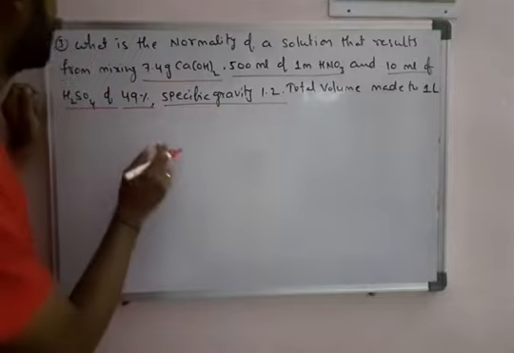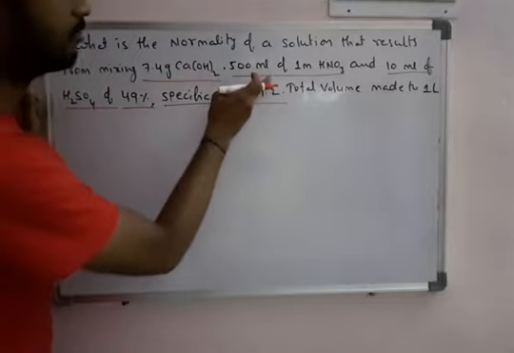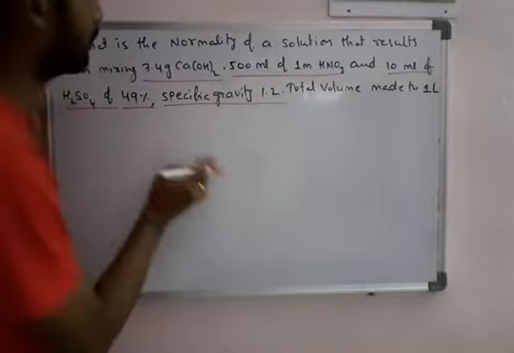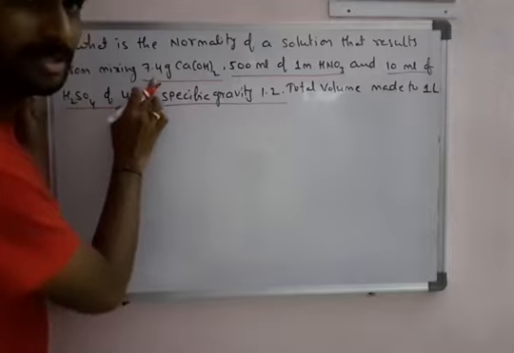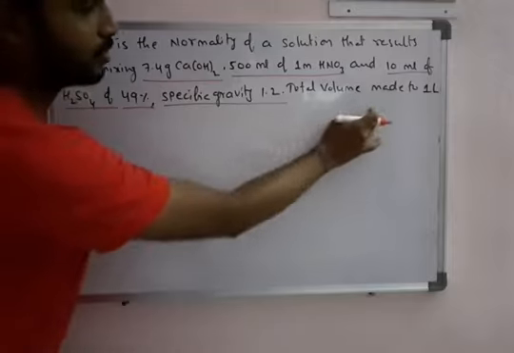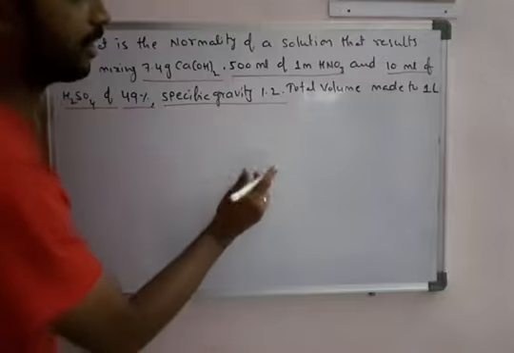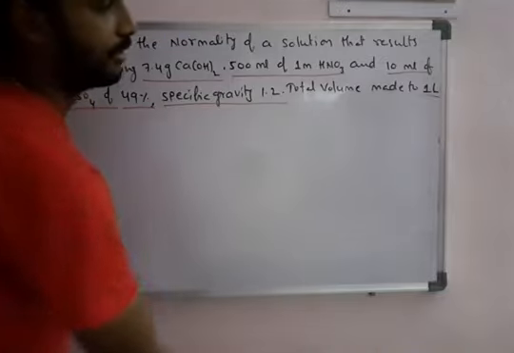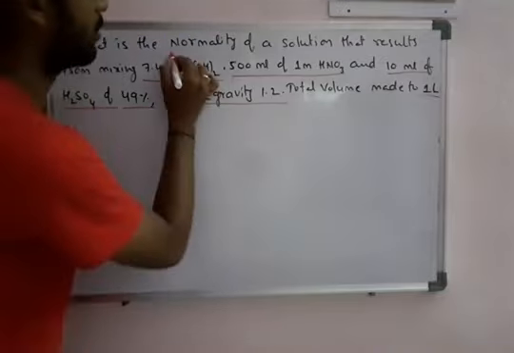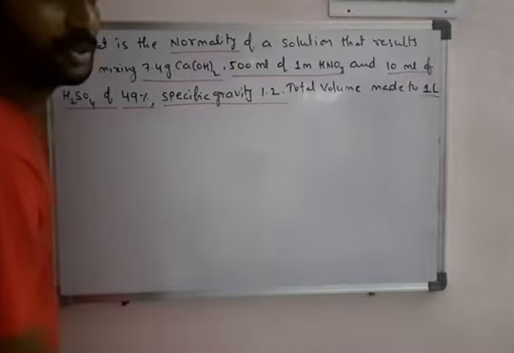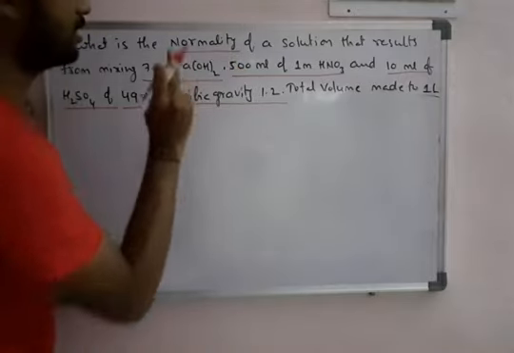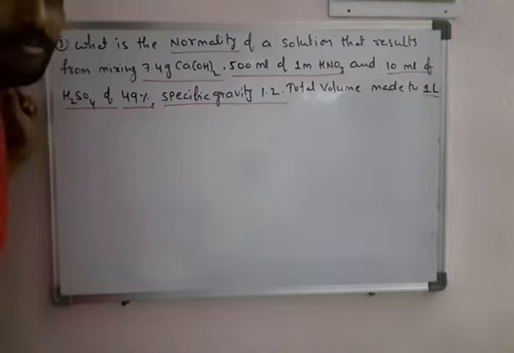Here this is 500 and this is 10 milliliters. We know the exact values of these, but the total volume is made up to 1 liter. We need to find the normality of the 1 liter solution, the normality of the final solution.